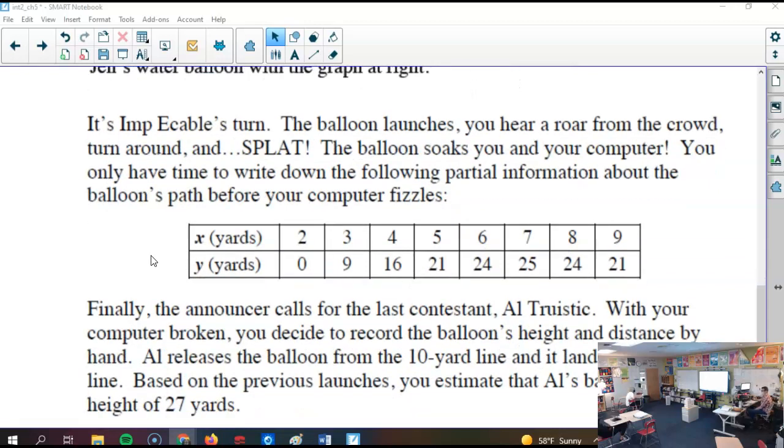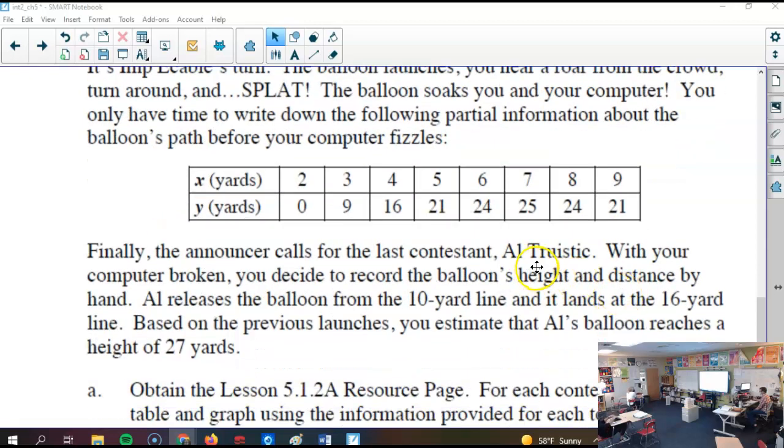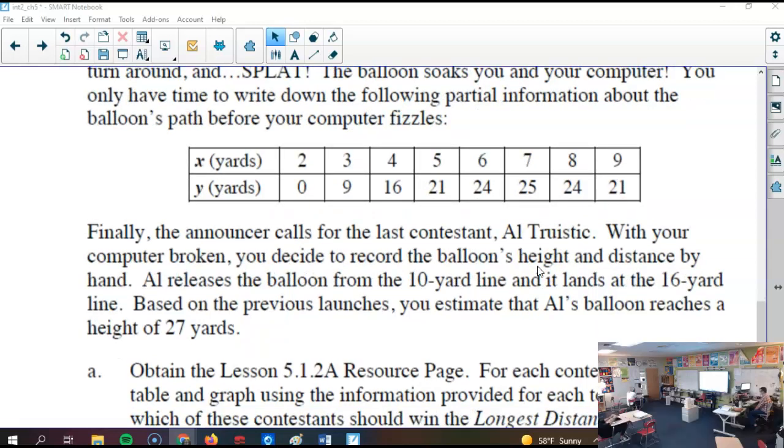So your computer's dead now. And here is where the activity actually picks up, right? Of you having to do some things. So you've got this information written down about Impeccable's turn. Our final contestant, Altruistic, is about to launch their balloon.